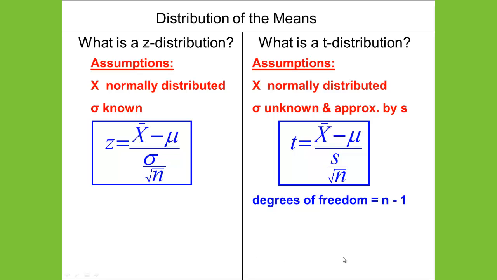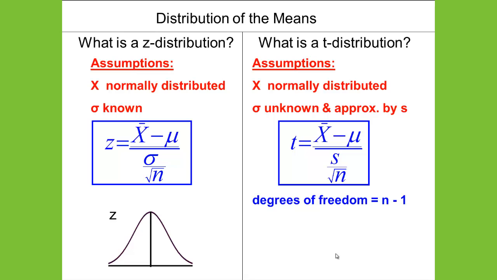Again, notice the only difference between the two formulas is the difference between sigma and s, between the population standard deviation and the sample standard deviation. And again, degrees of freedom are n minus 1, the sample size minus 1.